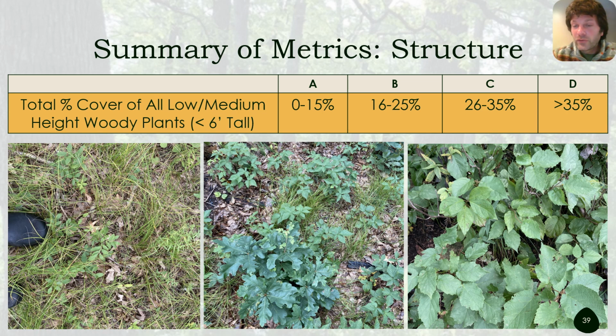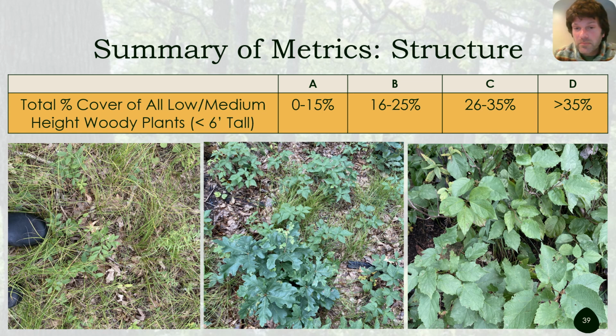We also have structural metrics for the different woody strata. The lowest stratum of woody vegetation is things below 6 feet tall. It might be a wide variety of things that you see in these systems: low bush honeysuckle, blueberry, huckleberry, American hazel, New Jersey tea. At the highest quality sites, it tends to be less than about 15% cover of those things. 15% is actually quite high when you visualize it.